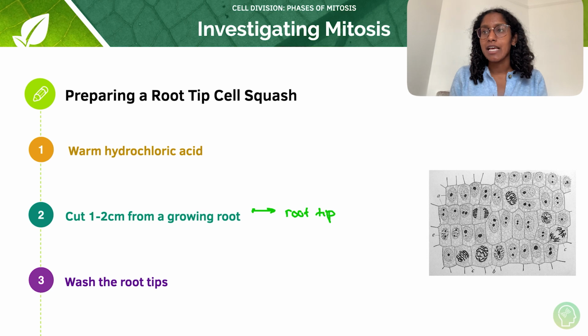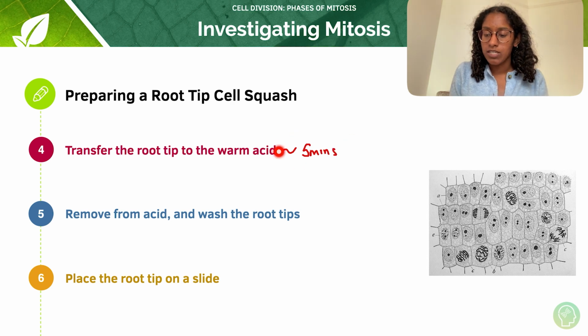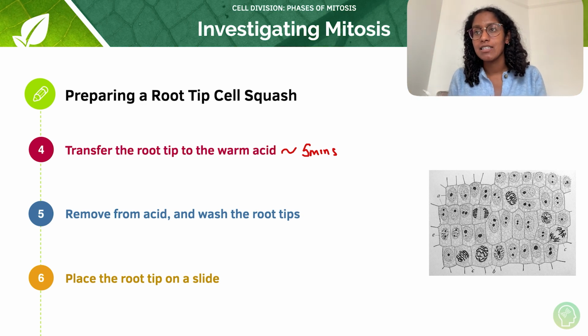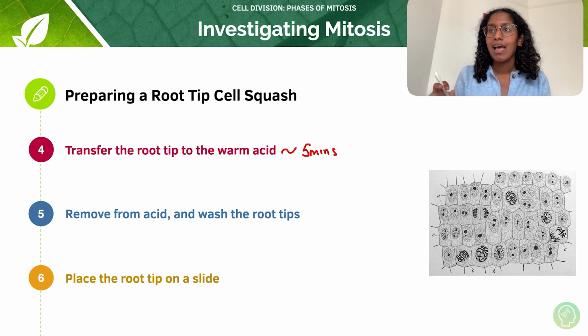Then we wash the root tips in cold water and dry them on filter paper. And we transfer the root tip to the warm acid for about 5 minutes. And be careful when you do this, because obviously we are using acid here, which can hurt you. Okay, and then we remove the root tips from acid and wash them again in cold water and dry on filter paper. And then we place the root tip onto a clean microscope slide. And we cut around 2 millimeters from the end of the growing root tip. And you can discard the rest, but keep those tips.